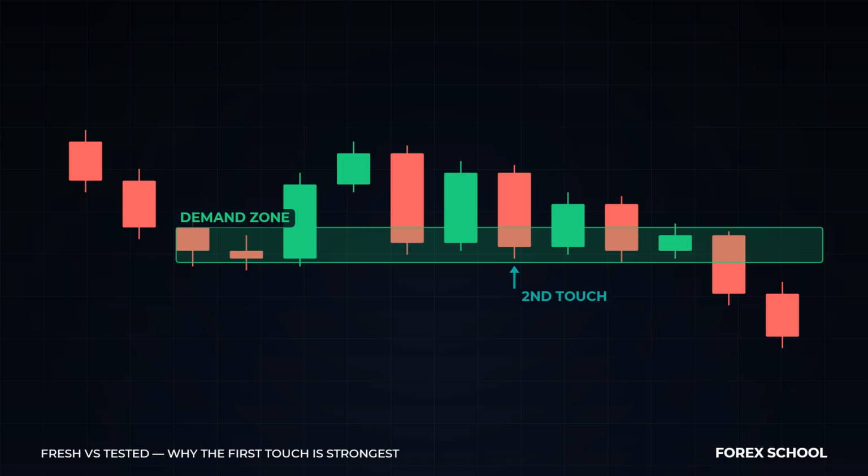The larder is emptying in plain sight. Then the fourth arrival, no bounce at all. The candle marked BOS slices straight through the floor and closes at 127.84, and the next one keeps falling. Each touch consumed orders. The break was simply the receipt for an empty zone.